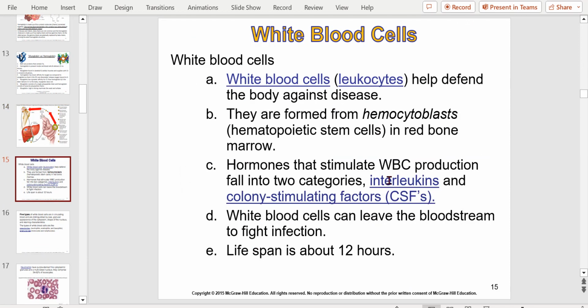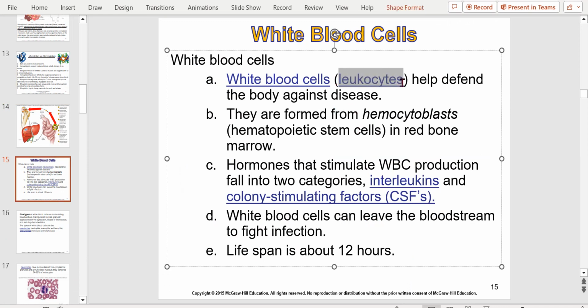Okay. White blood cells, aka leukocytes, help defend the body against disease. They're formed by hemocytoblasts, hematopoietic stem cells, in red bone marrow. Hormones that stimulate white blood cell production fall into 2 categories: interleukins and CSFs, colony stimulating factors.